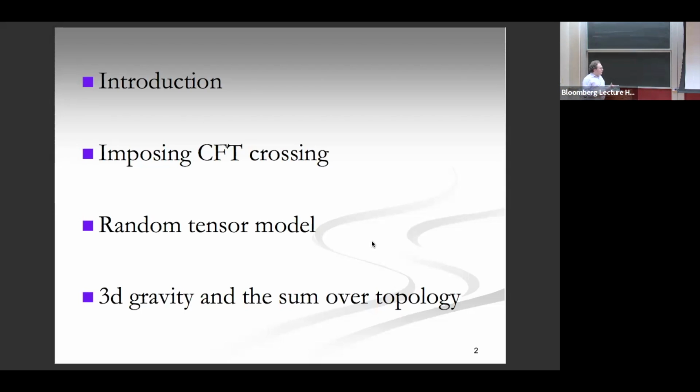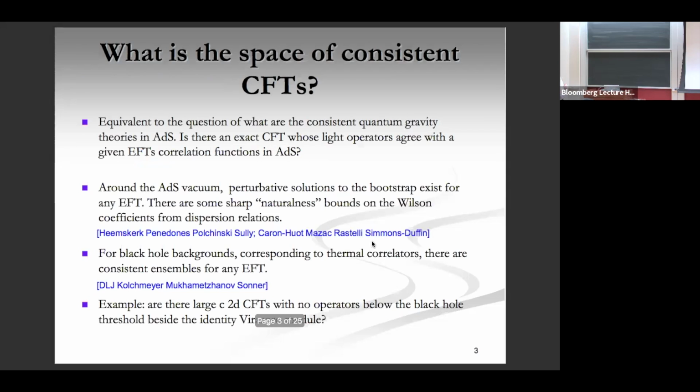And there'll be some interesting role played by the sum over all topologies, and we'll see how it all fits together. So maybe one of the motivations of this question is to understand, what is the space of consistent CFTs? That's the point of the Bootstrap program. And we might say, this is also dual by AdS/CFT to the swampland question in AdS. So it's equivalent to the question of, if I have a CFT whose light operators have correlation functions that agree with a given effective field theory in AdS.